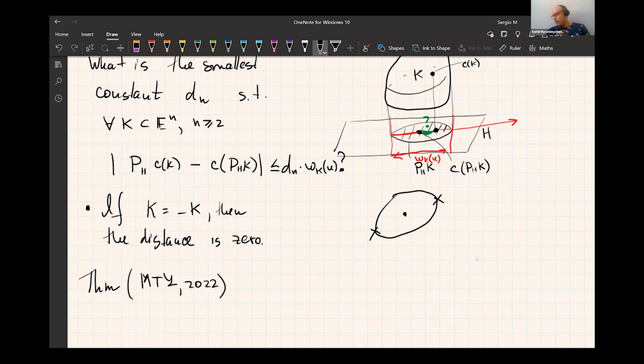2022 probably. The answer, one of the optimizers, the bodies for which this maximum distance is attained, will look like this. It's actually going to be quite an interesting structure, I think. I don't know, I find it interesting.